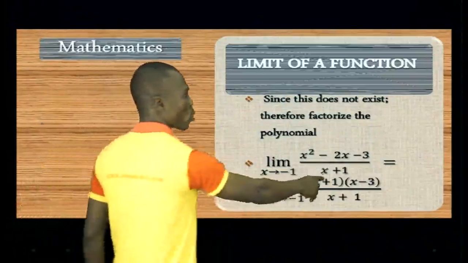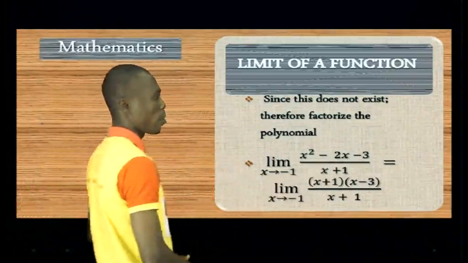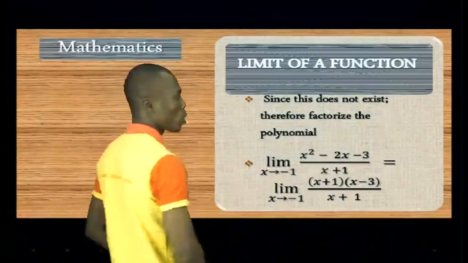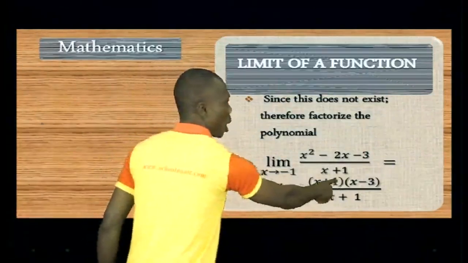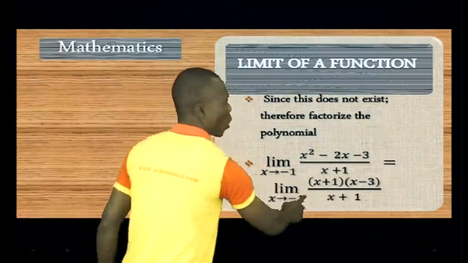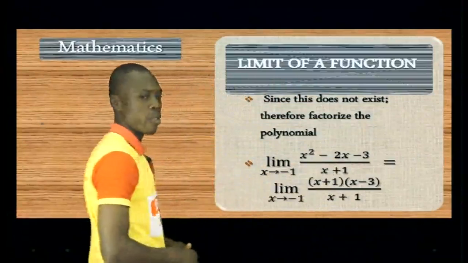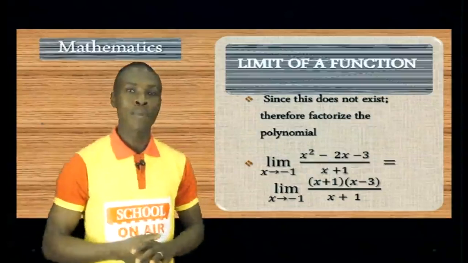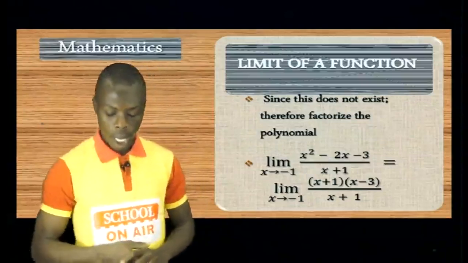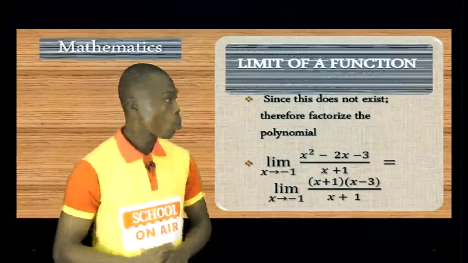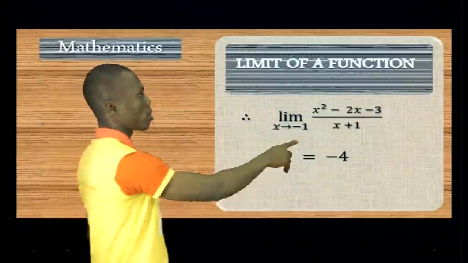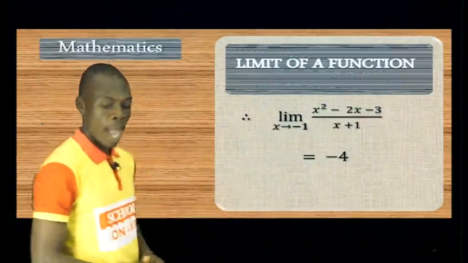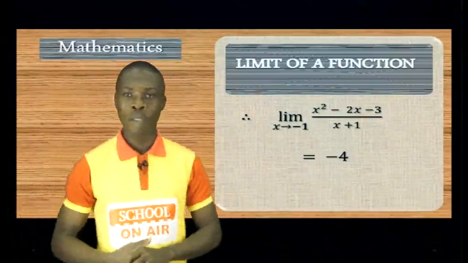So this will factor out to (x plus 1)(x minus 3) over (x plus 1). In that situation, we'll be able to cross out x plus 1 over x plus 1, leaving us with x minus 3. If we are left with x minus 3, then we can input the value of x being minus 1. Then we have minus 1 minus 3, which is minus 4. So the limit is minus 1 minus 3, giving us minus 4.